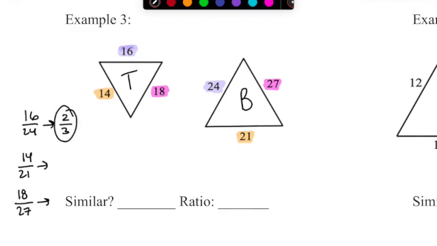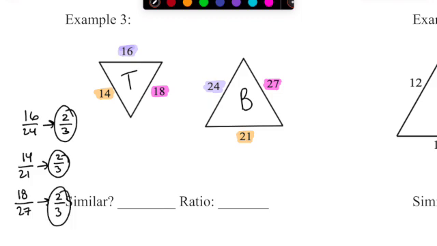2/3. Yay. All right, let's look at 14 and 21. We can take out a 7. You are left with 2/3. Yay. Don't stop there. Keep going. You've got to check the last ratio just to make sure. 18 and 27, we take out a 9, and we are left with 2 and a 3.